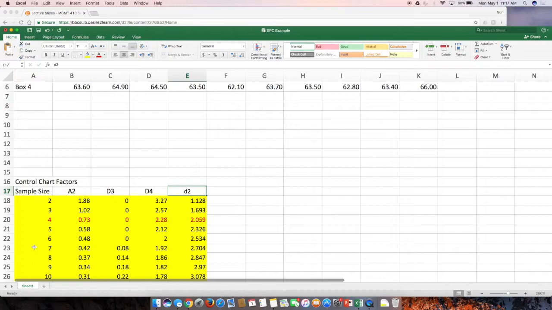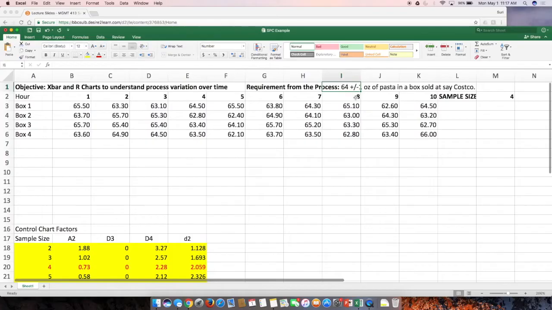All these are parameters based on the normal distribution. And these parameters, as you see, all depend on the sample size. Everybody see? That's why it's very important to get the sample size right.